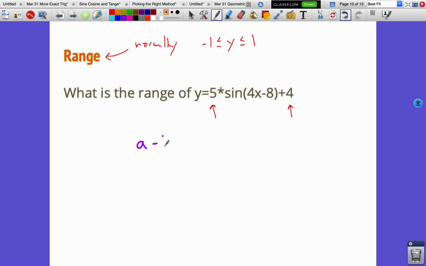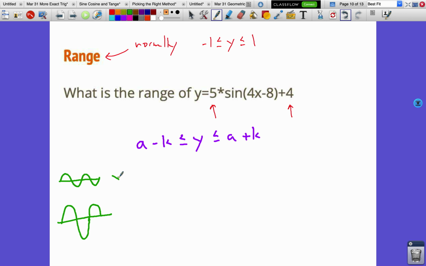A minus k is less than or equal to y is less than or equal to a plus k. So the amplitude minus any shift, amplitude plus any shift gives us our interval. But I'd rather just think about it intuitively. So this 5 here is going to shift it from just oscillating between 1 and -1 to oscillating between 5 and -5.